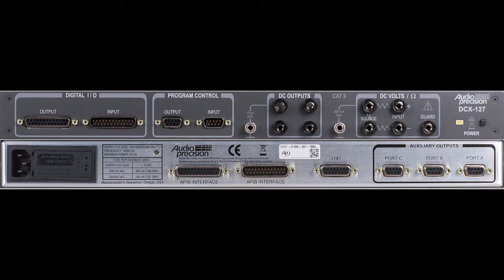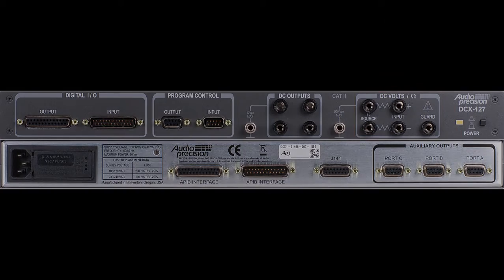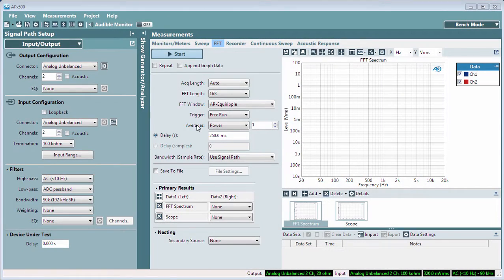With APx, a DCX adds four additional GPIB aux control outputs, two programmable DC outputs, and digital multimeter, or DMM, resistance and DC voltage metering capabilities. Let's look at the bench mode implementation first.